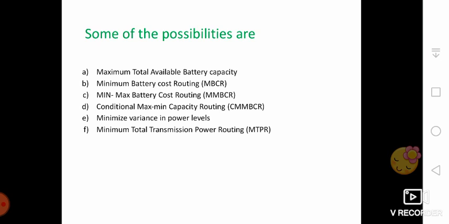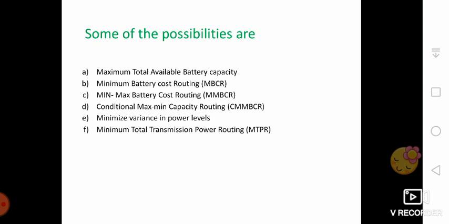And then the next one is conditional max-min battery capacity routing. This option is to put a condition upon the actual battery power levels available. If there are routes along which all nodes have a battery level exceeding a given threshold, then select the route that requires the lowest energy per bit. If there is no such route, then pick that route which maximizes the minimum battery level.